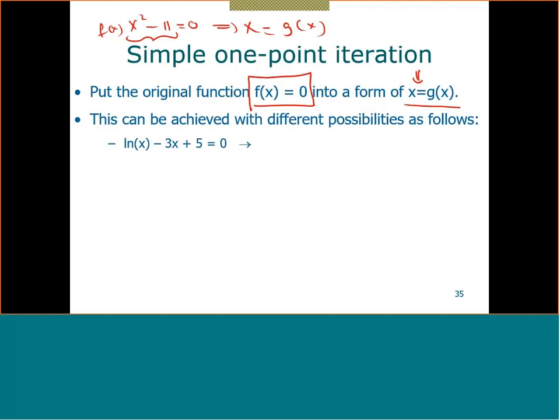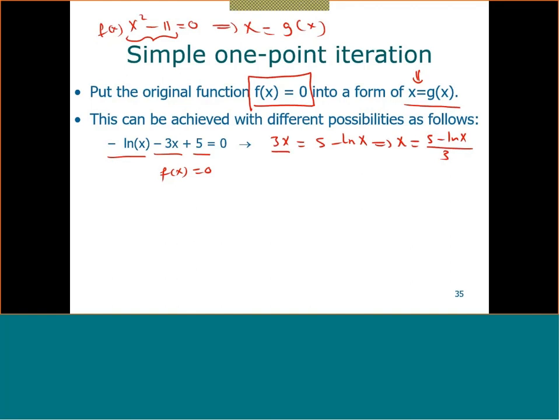So for example, if I have a function like this, minus ln of x minus 3x plus 5 equal to 0, this is in the format of f of x equal to 0. This is your f of x. Now I need to put it in the new format. So I can, for example, move the 3x to the other side. So it becomes 3x equal to 5 minus ln of x. And then your x will equal 5 minus ln of x, divided by 3. So this is one way.